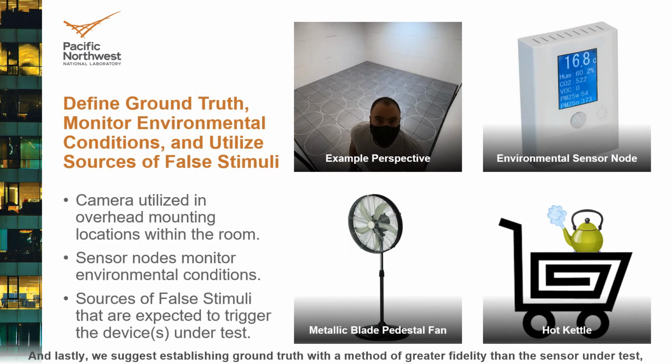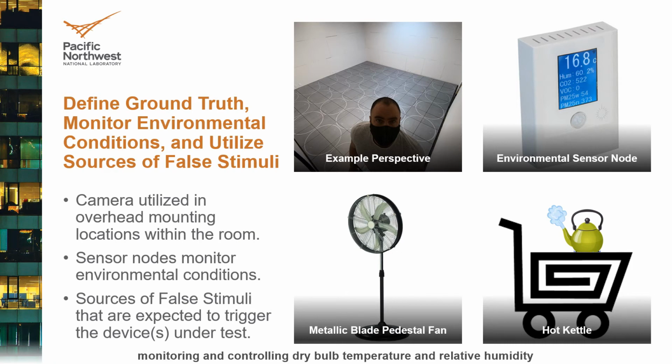And lastly, we suggest establishing ground truth with a method of greater fidelity than the sensor under test, monitoring and controlling dry bulb temperature and relative humidity within a specified range typical to indoor spaces, and utilizing sources of false stimuli that might cause false triggering of the sensor under test.